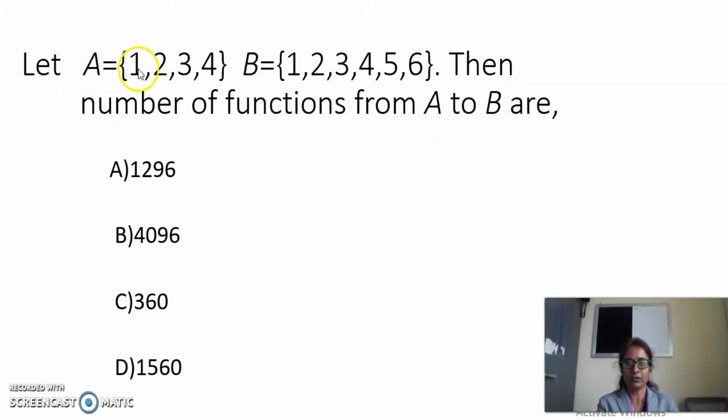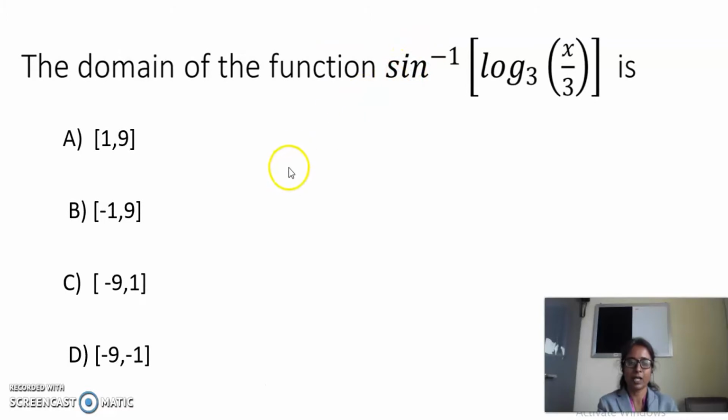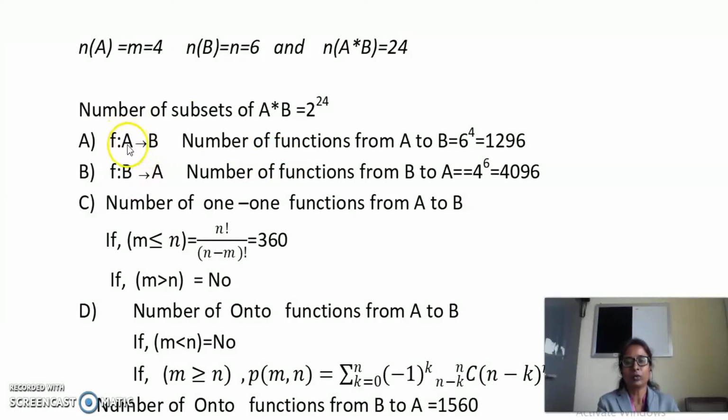The cardinality of a set A, defined as n(A), is the number of elements in A, which is 4. The cardinality of B, n(B), is 6. Hence, in A cross B, we have 6 into 4, that is 24 elements. Now, what is asked? How many functions are defined from A to B? We'll go for a generalized result. The formula says: the number of elements in codomain B, 6, raised to the number of elements in the domain. So it will be 6 raised to 4, which is 1296. Hence the number of functions from A to B is 1296.